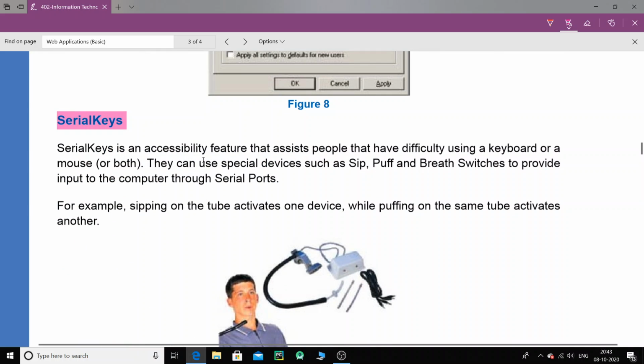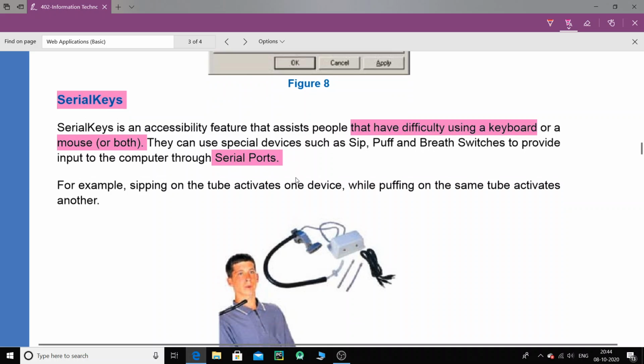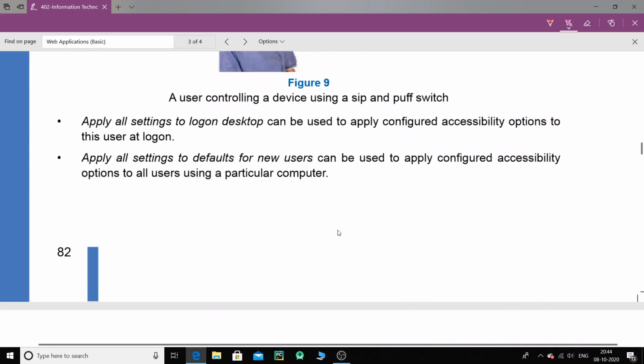Serial keys is an accessibility feature that assists people that have difficulty using a keyboard. Please remember this. People who are finding it difficult to use the keyboard or a mouse for any reason, we have the serial keys. They can use special devices such as sip, puff and breath switches to provide input to the computer through serial ports. So these are some of the devices actually.